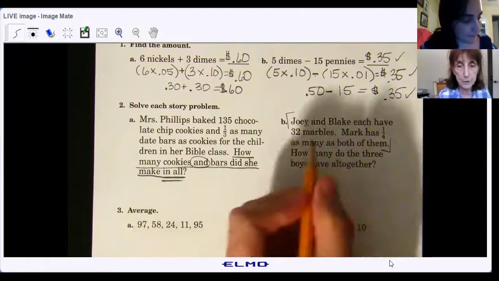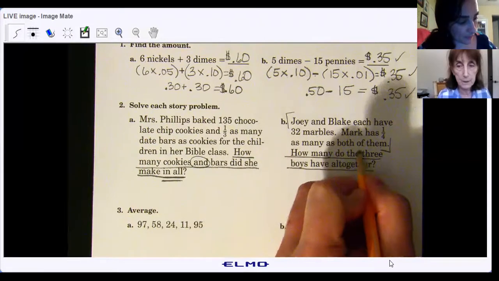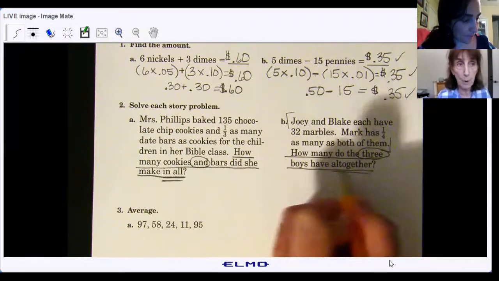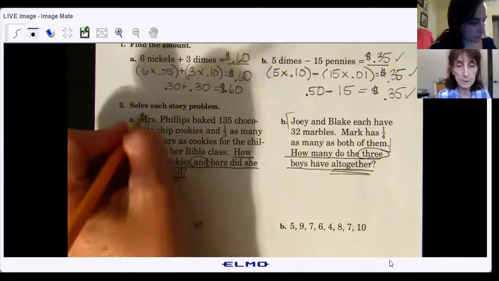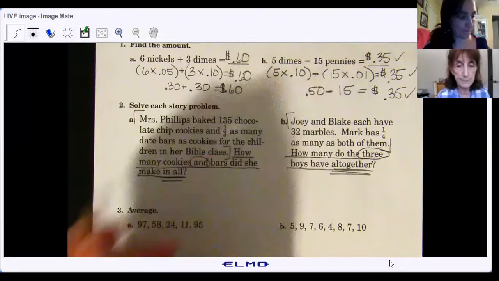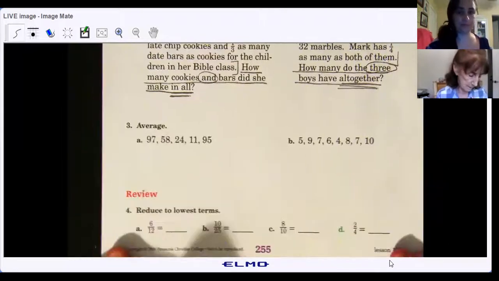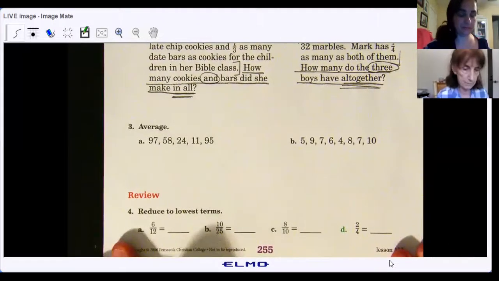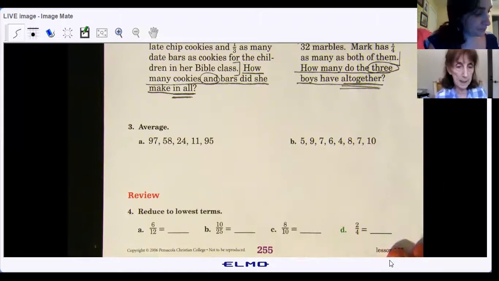So after you do 2 steps, then you're going to have to add it all together. Your answer is going to be marbles all together. That's going to be your label, and you're going to circle your answers. All right, let's look at averaging. Remember, you have to add them up, the addends, and then divide by how many addends you have.